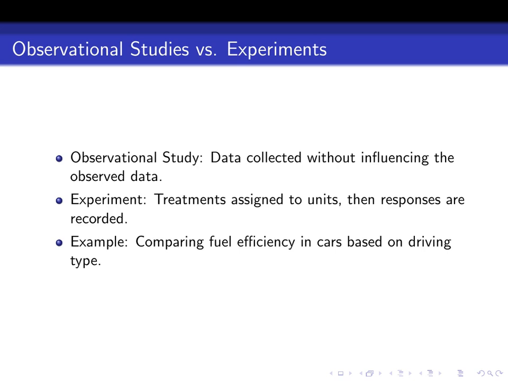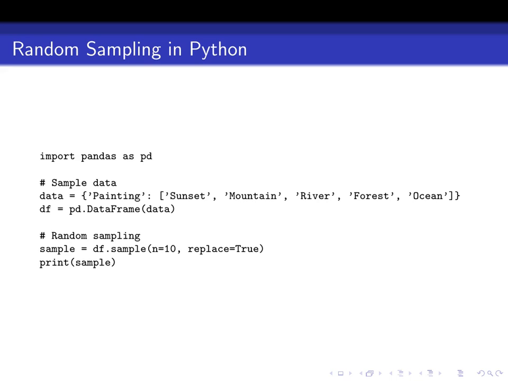Observational studies and experiments are two main ways to collect data. In an observational study, data is collected without influencing the observed data. In an experiment, treatments are assigned to units, and responses are recorded. For example, comparing fuel efficiency in cars based on driving type can be done through an observational study or an experiment.